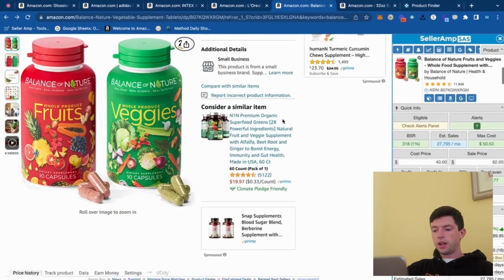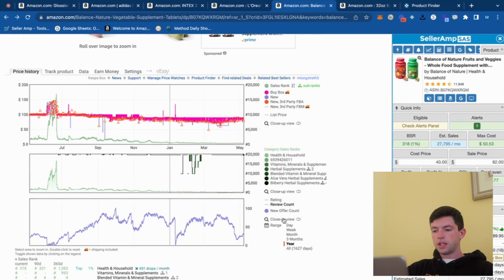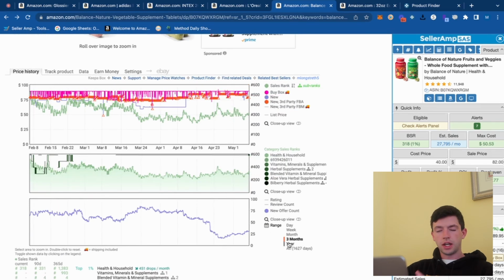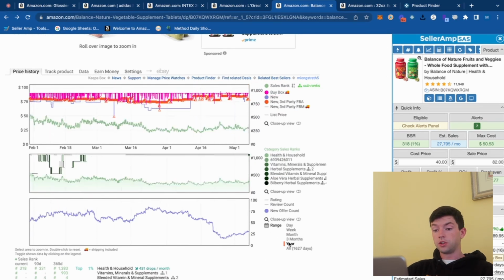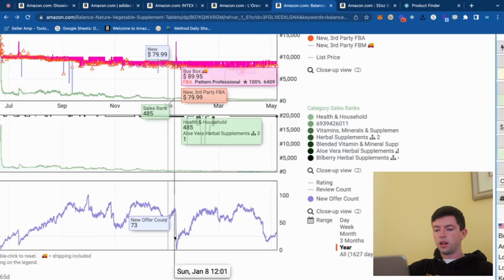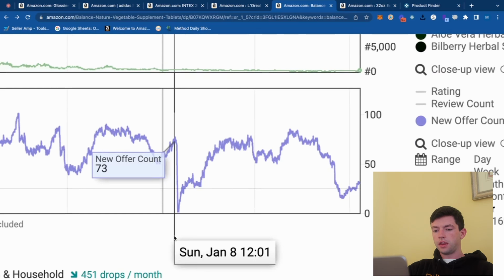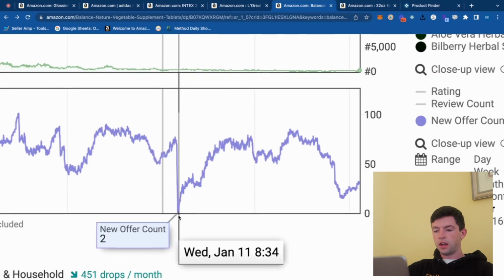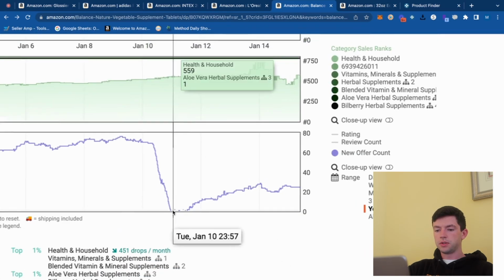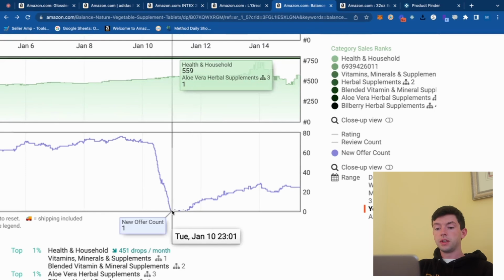So we scroll down to a product right here. We can see, taking a glance at the 3-month, the price is pretty stable right here. And then taking a quick glance at the year, I know I told you guys mainly focus on the 3-month data, but you should be taking a glance at the year. We can see that back here in January, on January 8th there were 73 sellers, and then a couple days later on January 11th there were only 2. And if we zoom in on this data right here, we can see they're actually 0 for a little while. So this is an example most likely of an IP complaint right here.